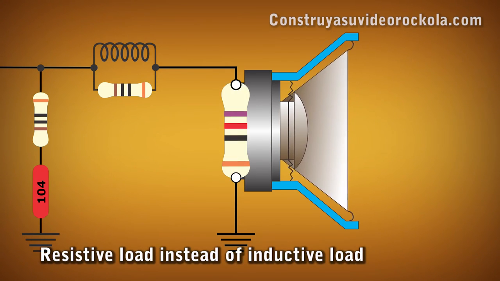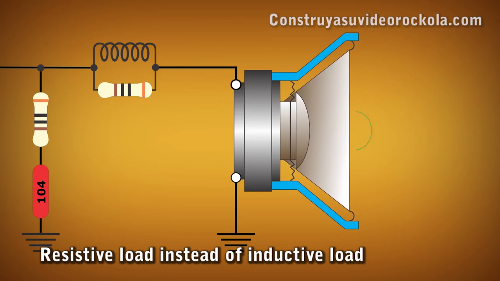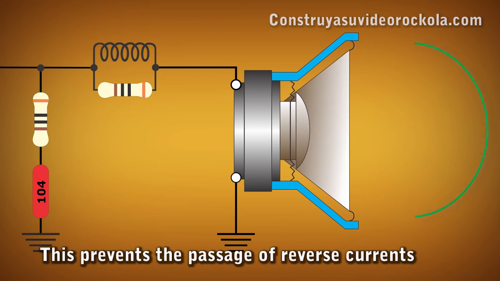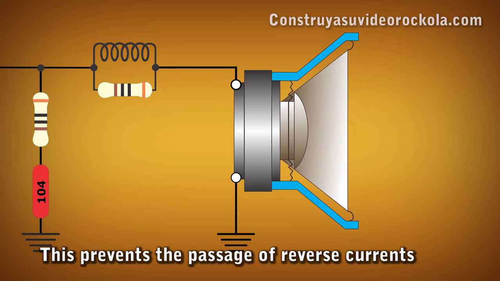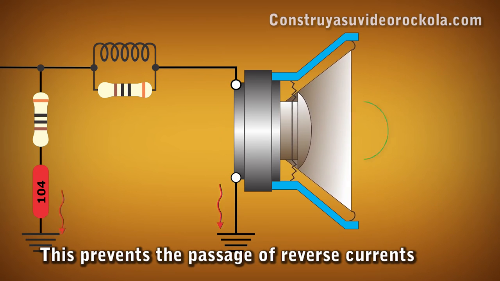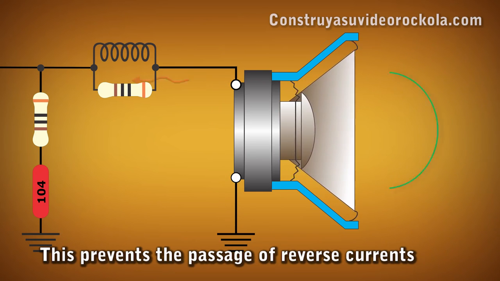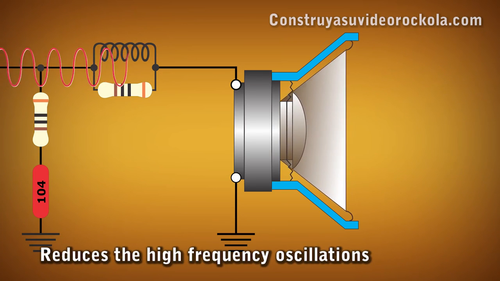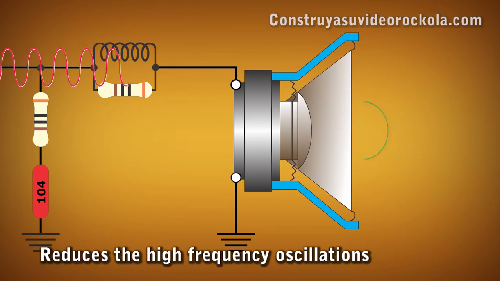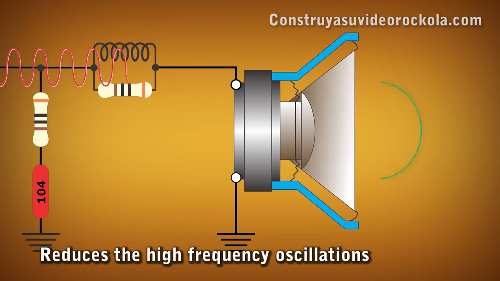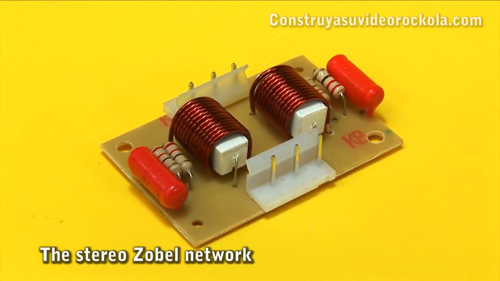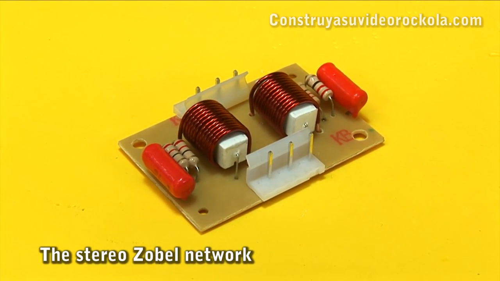In first place, it is used so that the amplifier sees at its output a resistive load, instead of the inductive load that the speaker presents. In second place, it avoids the step of inverse current, generated by the speaker, that can get to damage the amplifier outputs. And finally, without being less important, it helps to reduce the possibility of high frequency oscillations, that can get to reheat the amplifier. Then we will see how to build a Zobel network, serving many amplifiers.